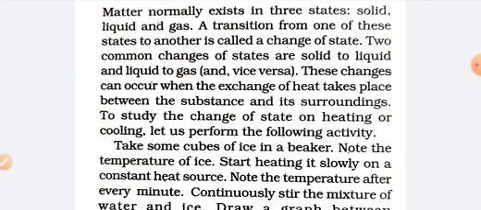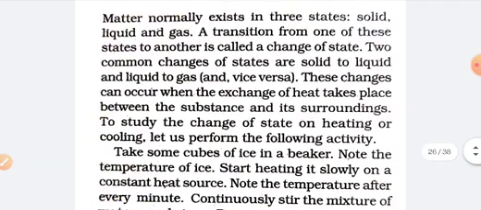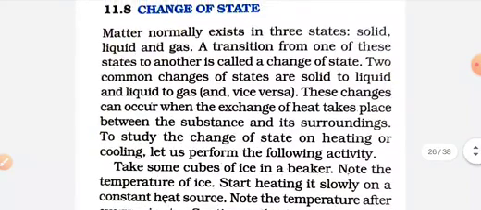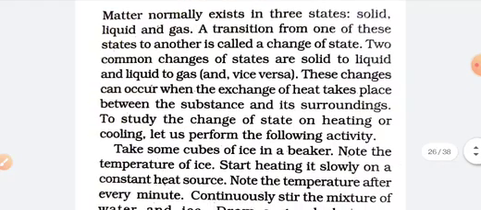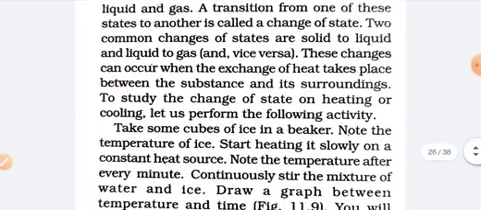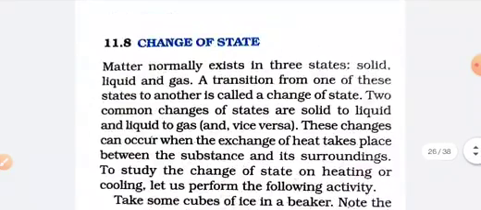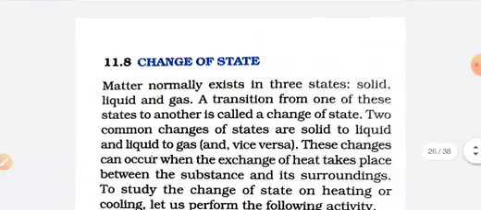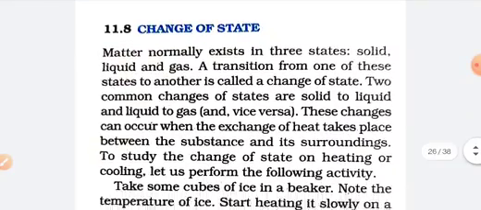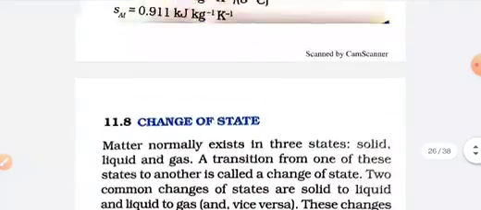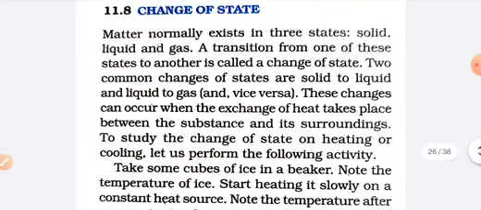These changes can occur when the exchange of heat takes place. Correct? These changes can only occur if the exchange of heat takes place. That means heat is lost or heat is gained between the substance and the surroundings. To study the change of state on heating or cooling, let us perform the following activity. When you are writing the notes, or if you are writing in the exam, you don't need to write these activities, or if you are copying them, you can also cut this portion.